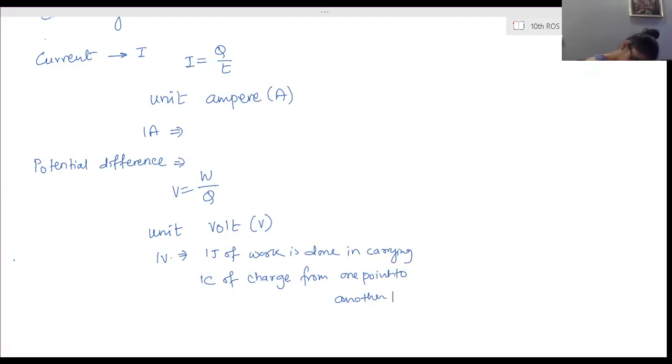Device used to measure potential difference is the voltmeter. Voltmeter should be connected in parallel. Resistance should be maximum, so that the amount of current in the main circuit is not affected.